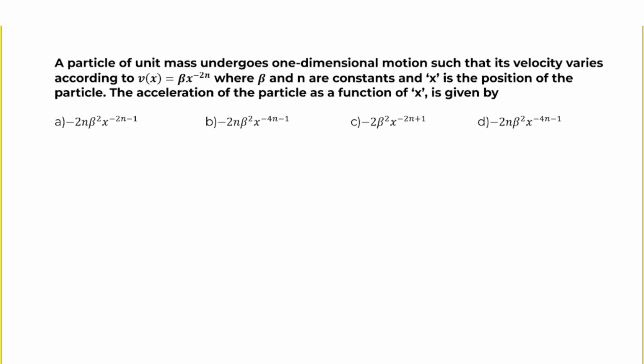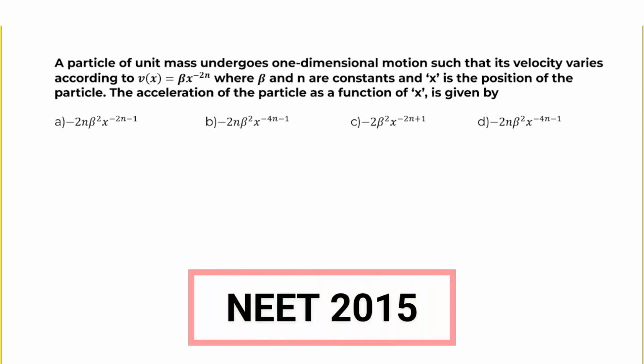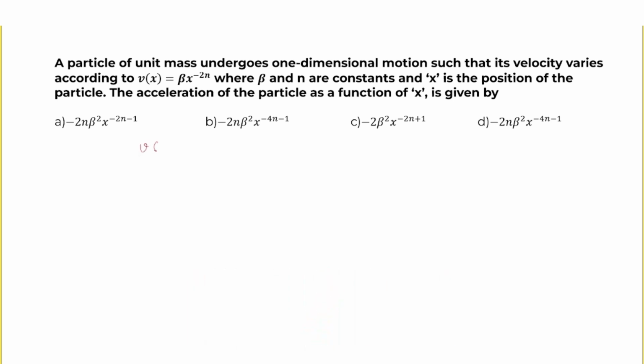A particle of unit mass undergoes one-dimensional motion such that its velocity varies according to the function. Let's write the function over here. It is Vx equals beta x to the power minus 2n, where beta and n are constants and x is the position of the particle. The acceleration of the particle as a function of x will be given by, so for acceleration as a function of x, we will not use the formula a equals dv by dt, but we will use v dv by dx directly, because this is also a relation between acceleration and variation of velocity as a function of displacement, the position of the particle.